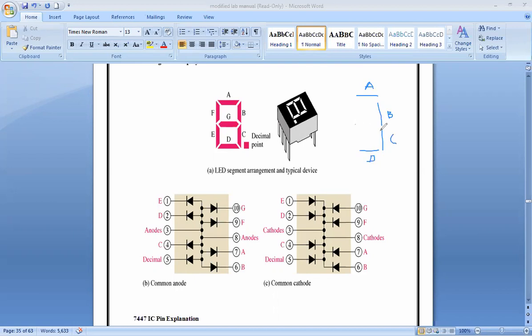And then I want G also to turn on. Yes or no? Yes, sir. Like this. Only these alphabets will be 1. The rest of the alphabets, A, B, C, D, E, will be 0. E, F also will be 0. Understood? Yes, sir.